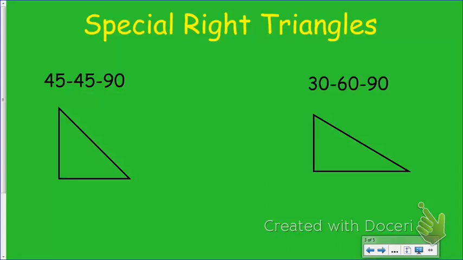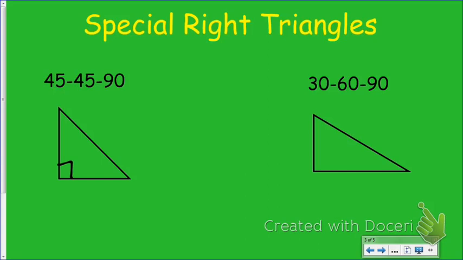Hi guys, so today we're going to be doing some geometry review and we're going to look at special right triangles. So if you remember, you guys learned about these back in geometry. There were two types of special right triangles. There was 45-45-90 and 30-60-90. And the reason they were special is because they had a certain ratio that was common for all of them, no matter what the sides were.